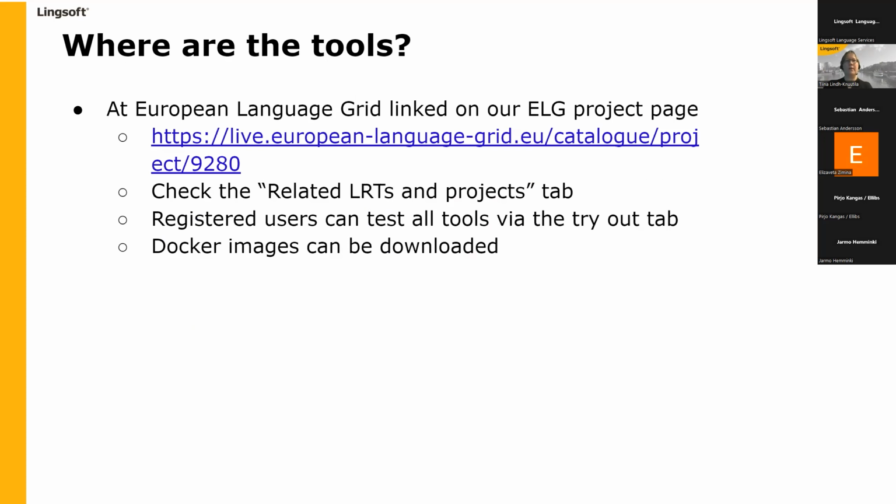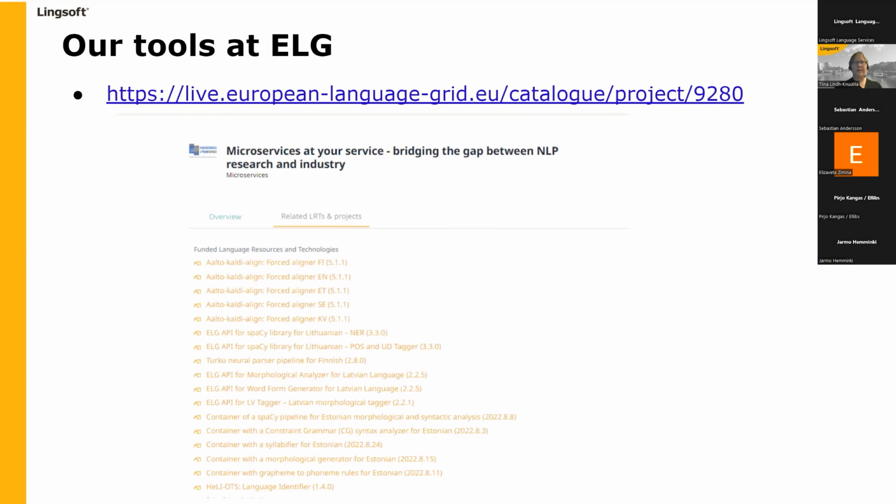And then on the European Language Grid, we have our ELG project page, and there's a separate tab for related LRTs and projects, under which all of these tools can also be found. Registered users can test all tools, and you can also download the Docker images from ELG. I'll show later how it looks and a few demos. So basically this is what it looks like.